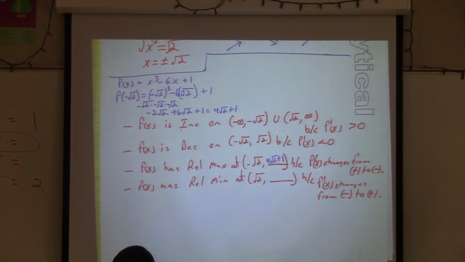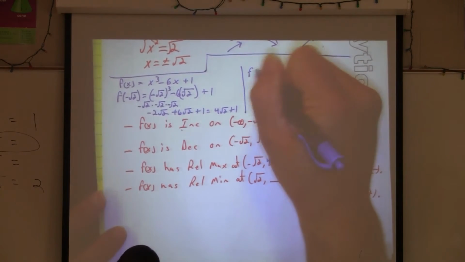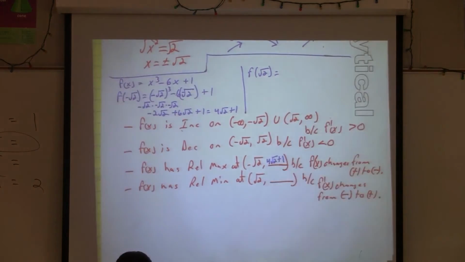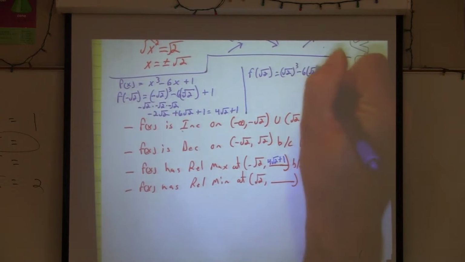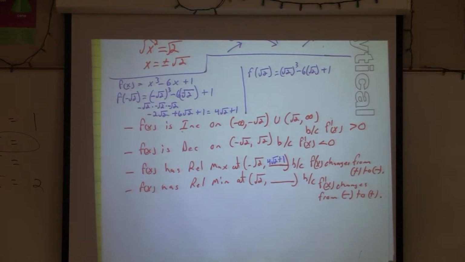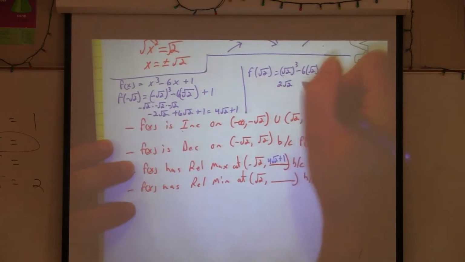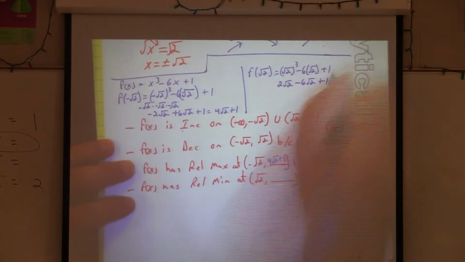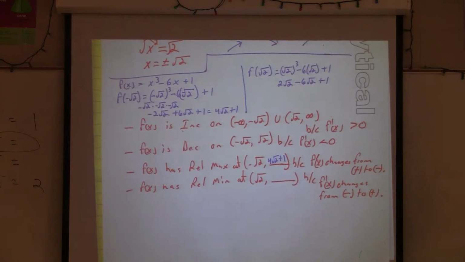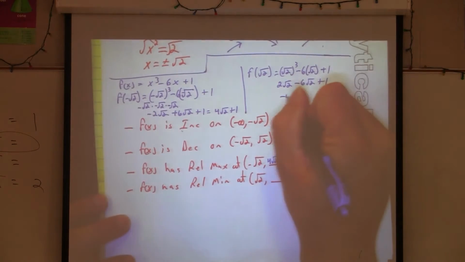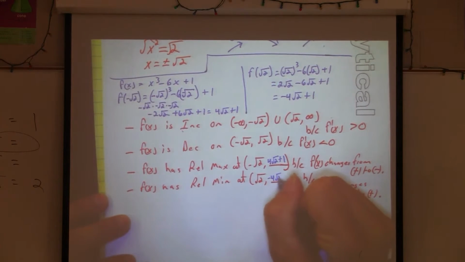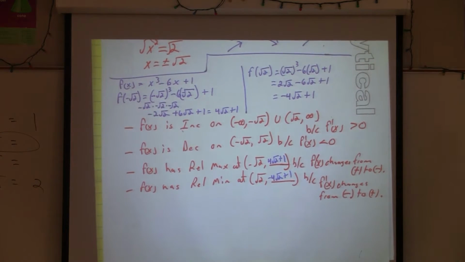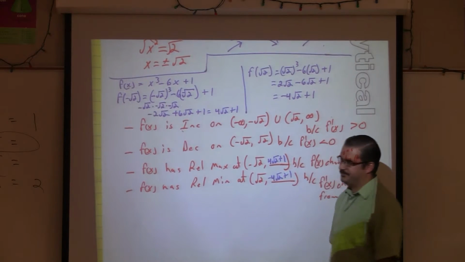Okay? Now let's find f of positive radical 2. So we're going to have radical 2 to the third minus 6 times radical 2 plus 1. What's that radical 2 to the third going to give us? Positive 2 radical 2 now, minus 6 radical 2 plus 1. How many radical 2's do I have? Negative 4 radical 2 plus 1. Good? Super easy? Got it?